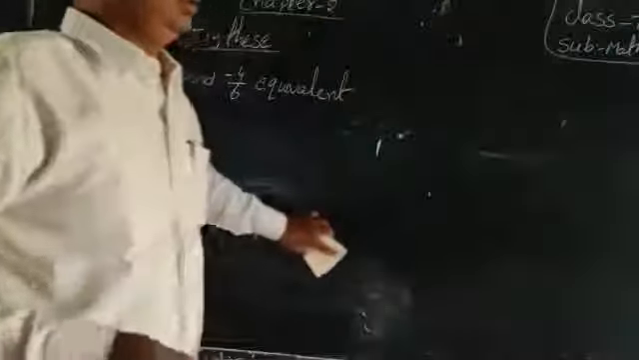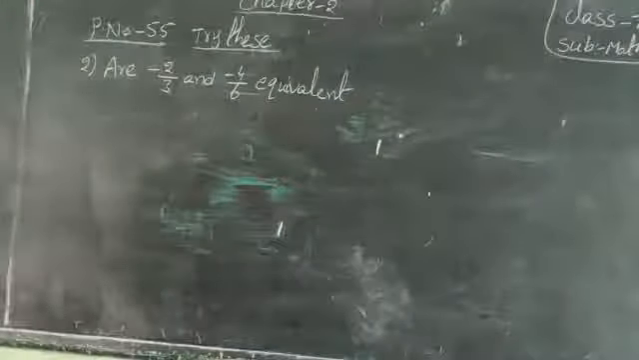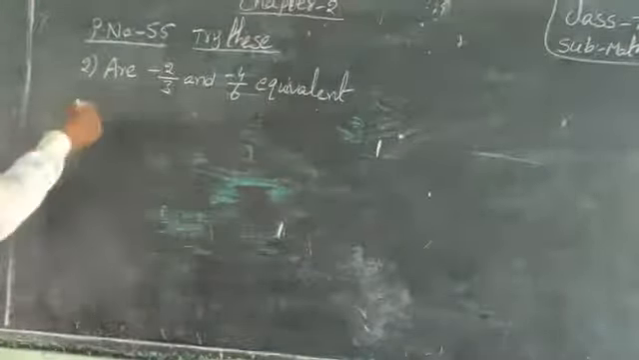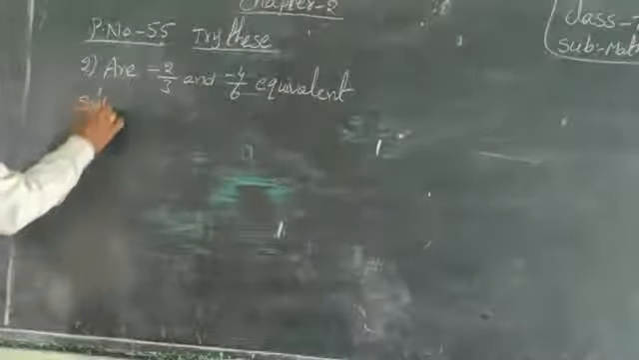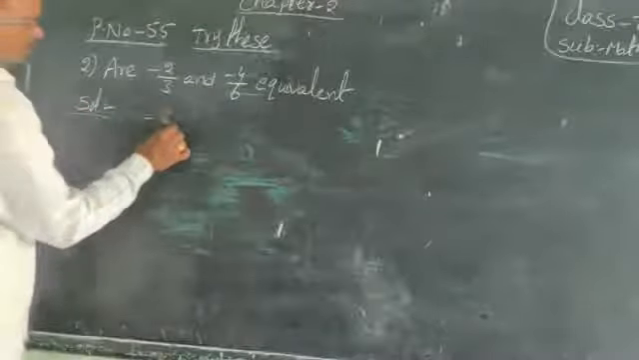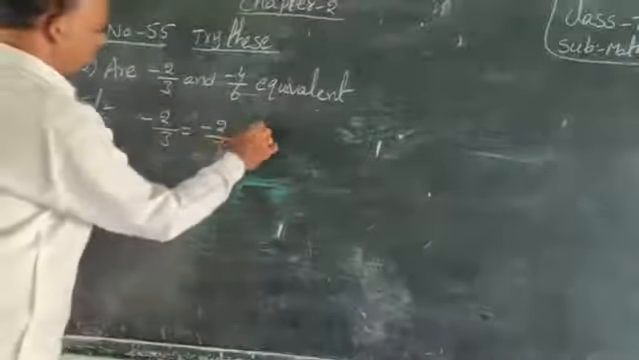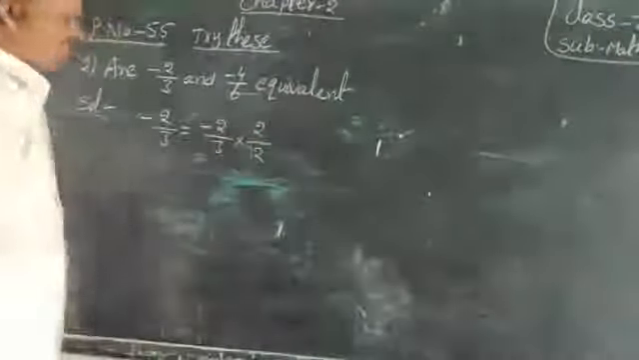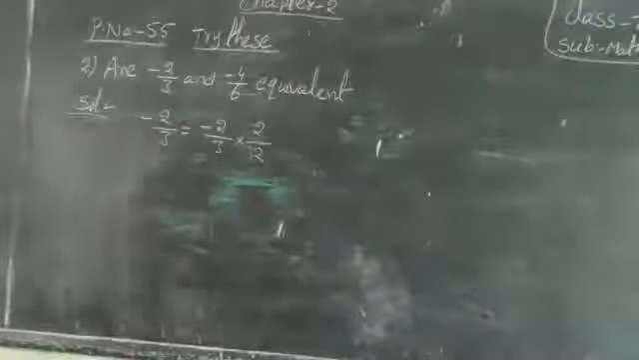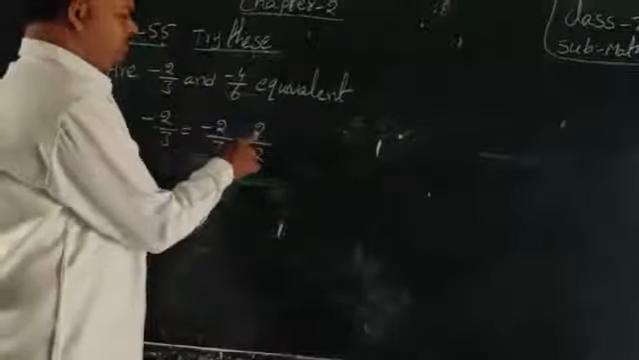That means, are these two values equal or not? Solution: -2/3 is equal to -2/3 into, now we are multiplying and dividing the same number, which is 2.